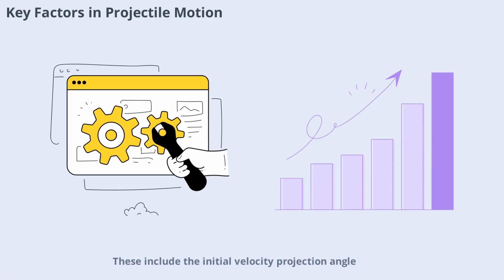These include the initial velocity, projection angle, and the relative height from which the object is launched. By neglecting air resistance, we can focus on these primary variables to predict flight time, horizontal displacement, and the overall trajectory. Each factor plays a unique role in shaping the path and outcome of the projectile's motion.